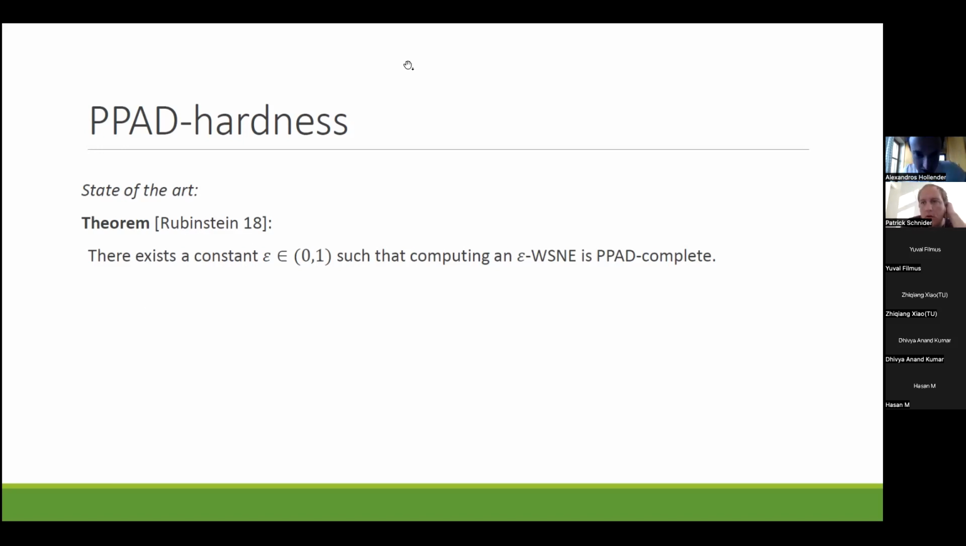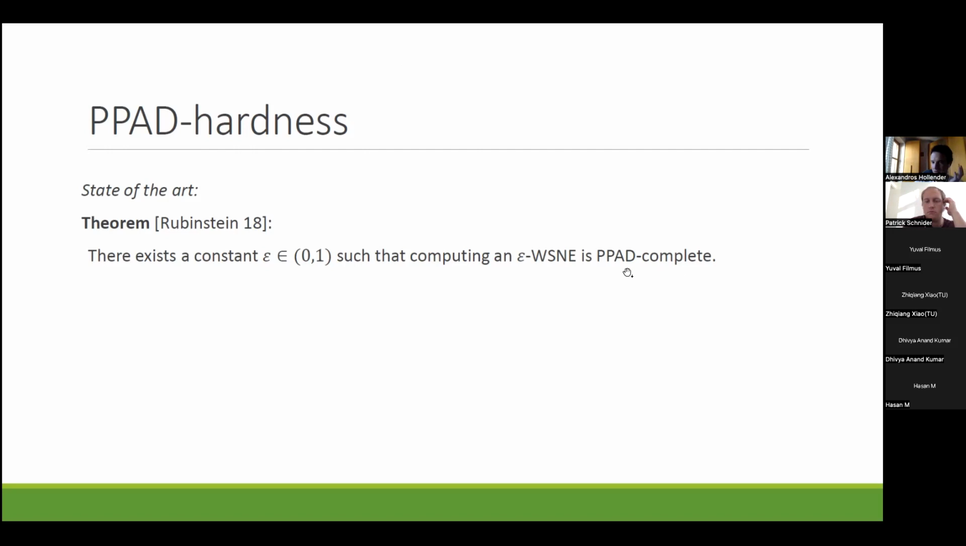There's a question in the chat. Yes. So is the constant epsilon computable? Yes. So you can go look at the proof, and you could find some lower bound on the constant. So you could find some explicit expression for the constant. The problem is that it would be something very small. I don't know, 10 to the minus 10 or something like that.